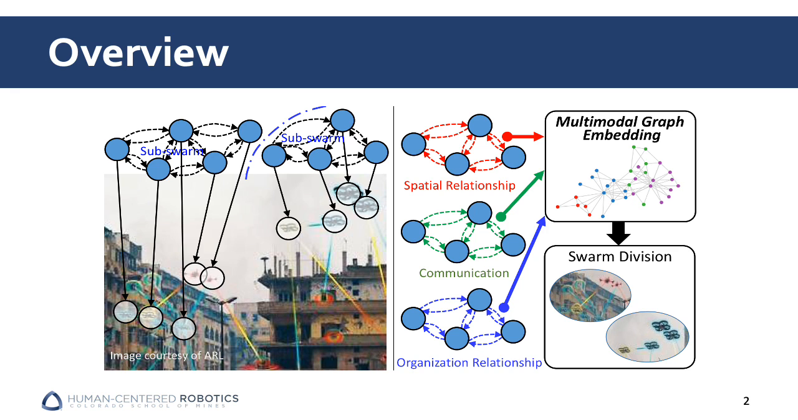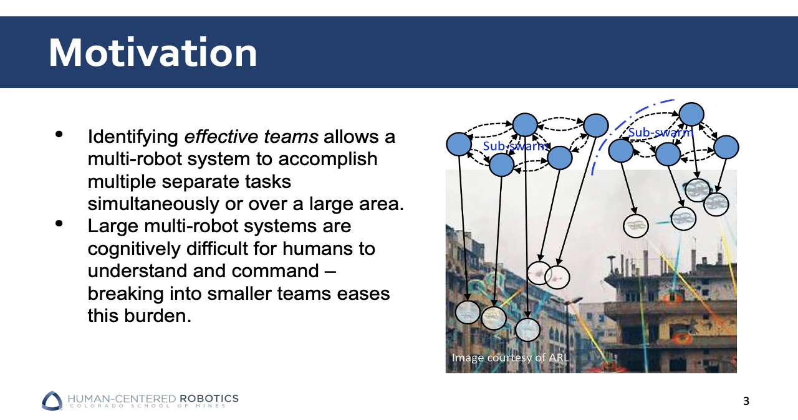Then we are able to cut that into teams. This makes it easier for the human to interact with, as they can control subteams instead of a large multi-robot system. Identifying effective teams allows a multi-robot system to accomplish multiple tasks, either simultaneously or over a large area. If there are multiple buildings the swarm needs to explore, dividing them allows them to do that all at the same time.